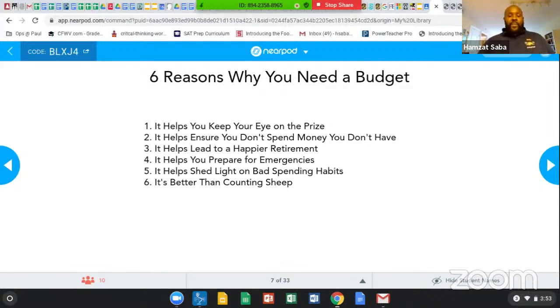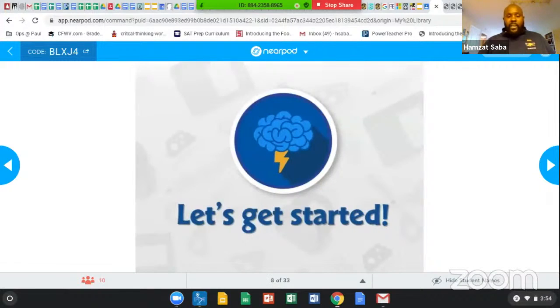And then number 6, it's better than counting sheep, right? You're not going to stay up all night thinking about how am I going to afford to pay this bill? How am I going to afford to pay that bill? Because you planned ahead and you plan accordingly. So you'll sleep well. All right. So let's go ahead and get started with today.